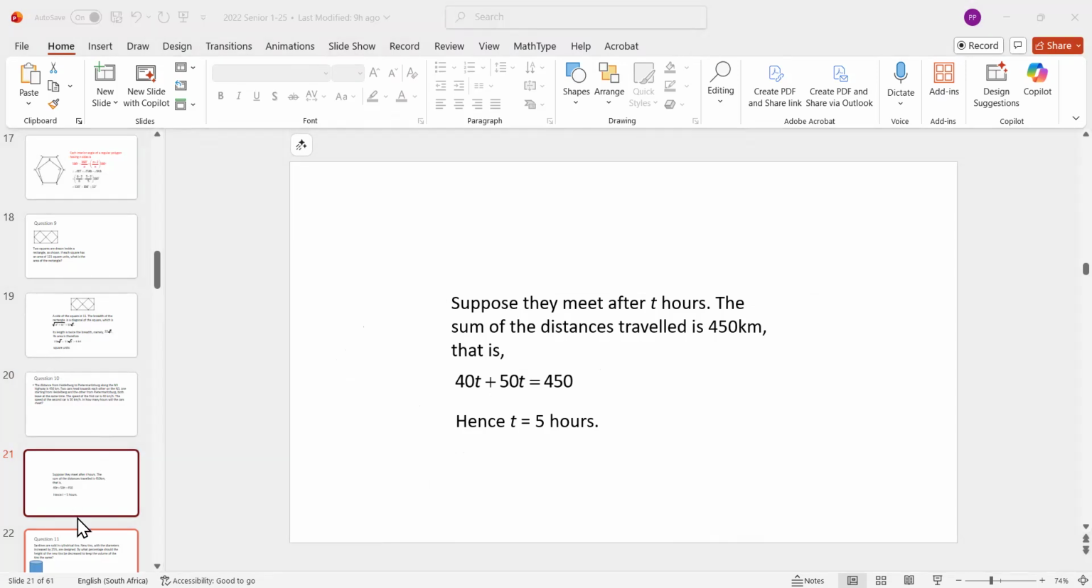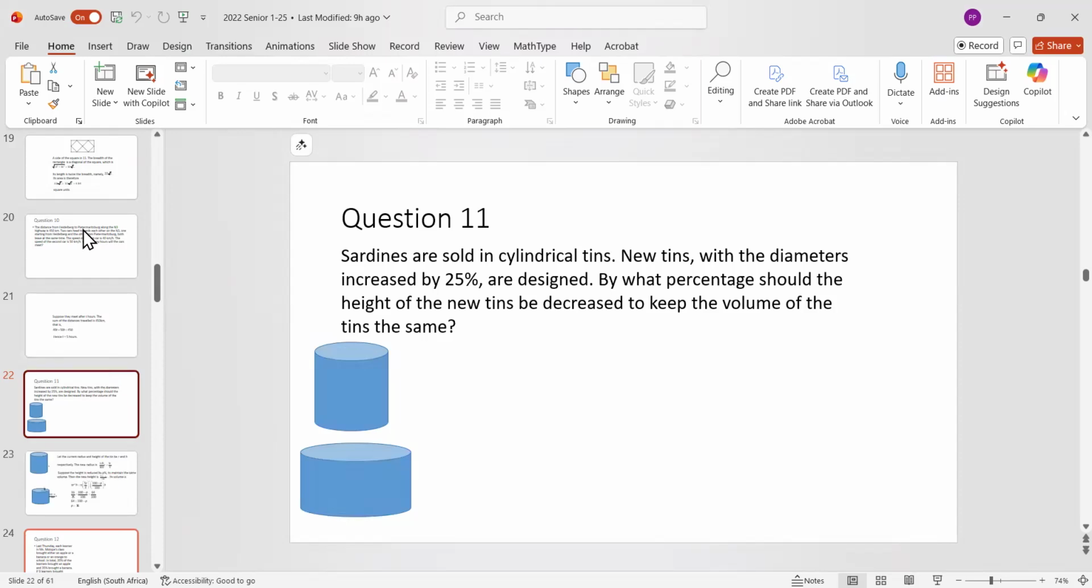Okay, so let's get on to the next problem. This is question 11. Sardines are sold in cylindrical cans. 2 tins with the diameters increased by 25% are designed. Okay, so you got 1 tin, the diameter is increased by 20%.